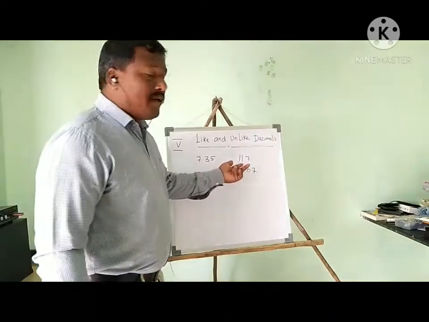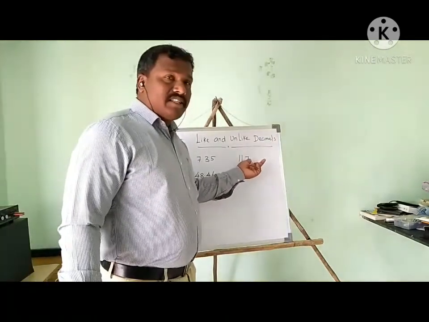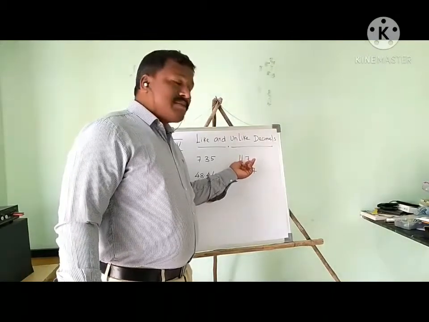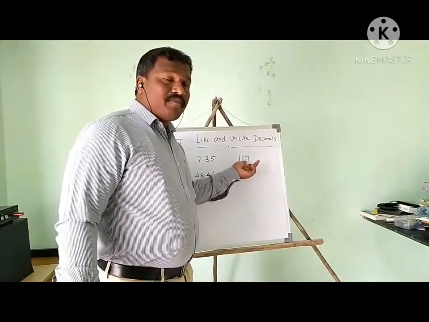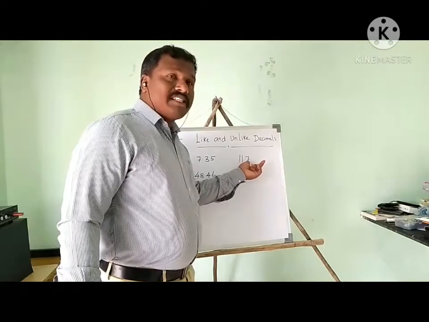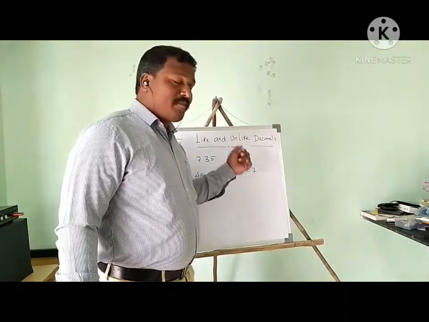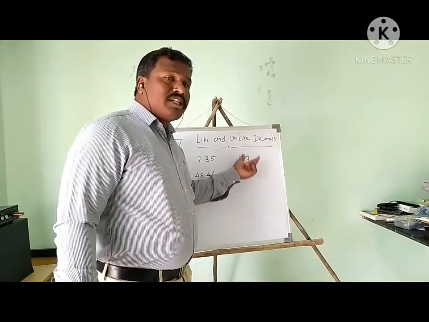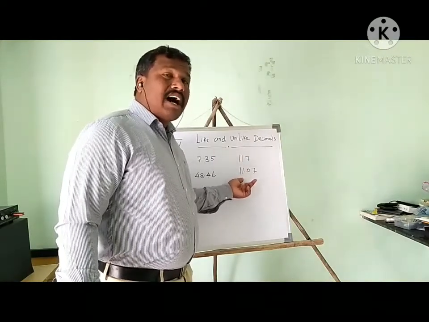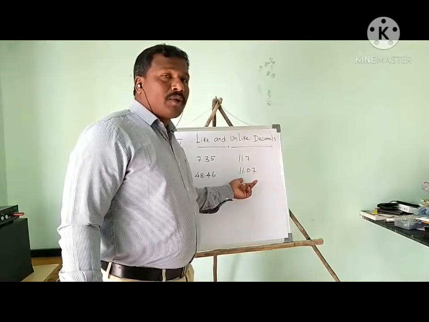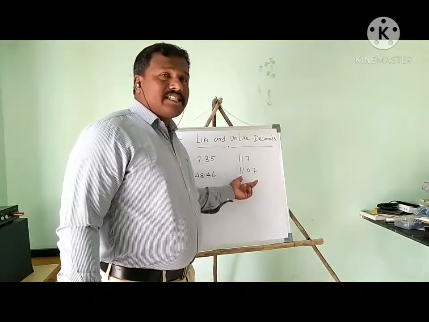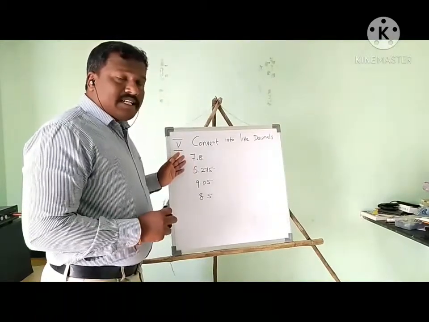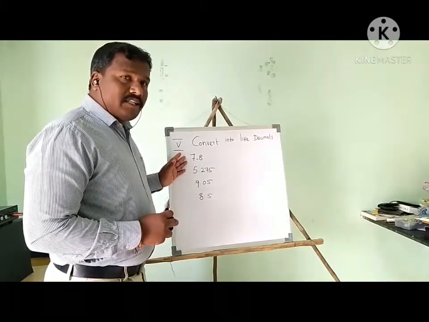If you look at the numbers 11.7 and 11.07, on the right side of the decimal point the first has only one decimal place, and the second has two decimal places. So these kind of numbers we call unlike decimals. Now look at these decimals. They are unlike decimals.